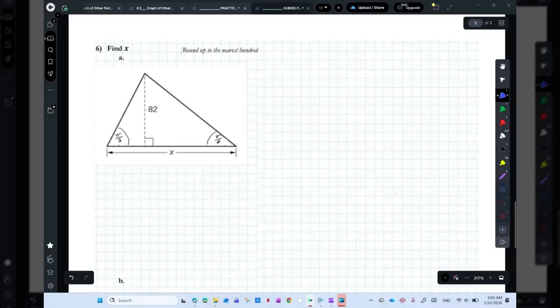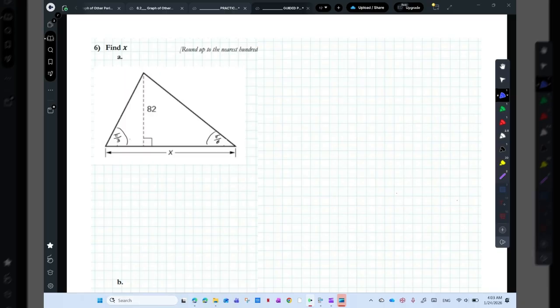Question number 6. So here, typically, I have one triangle made of two right triangles. You have two ways of doing this, directly connected to what we've learned about right triangle trigonometry. I'm first going to isolate the first right triangle. So I've got pi over 3 right here and 82 right there.